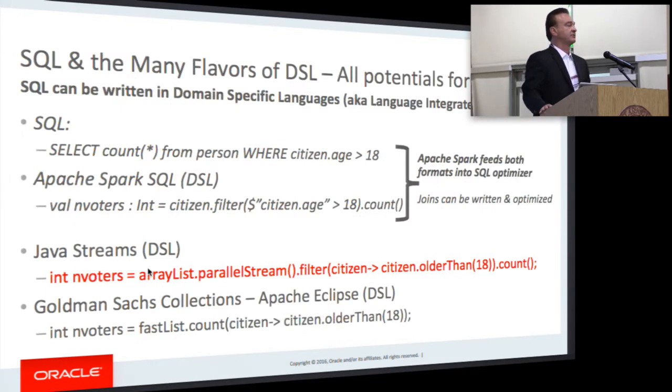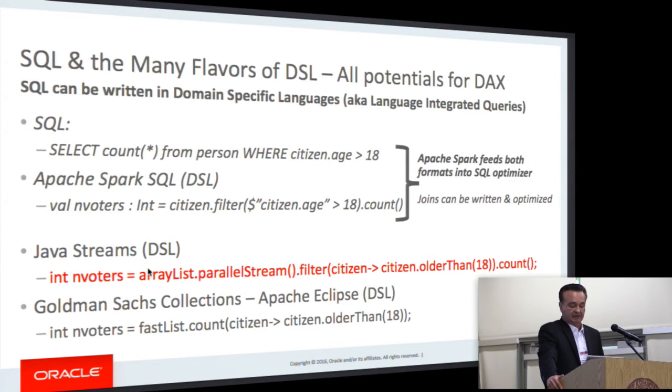So it's not only used for the database, which is one of our initial uses for it. We work closely with the Oracle database team. It can actually be used with domain-specific languages. For instance, like Java streams, that's one example you'll see here, as well as some others.